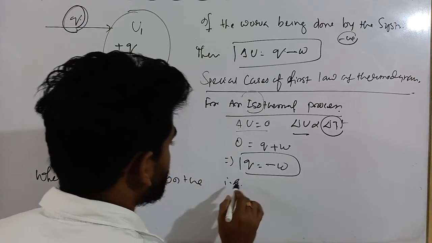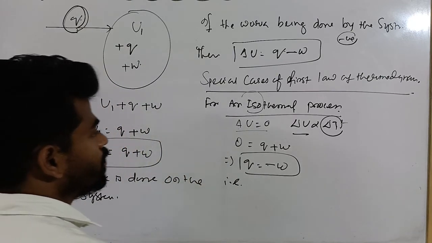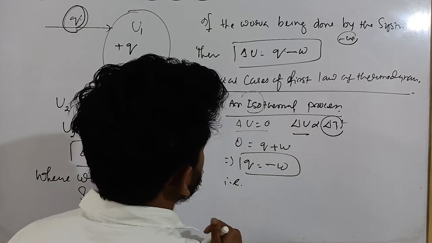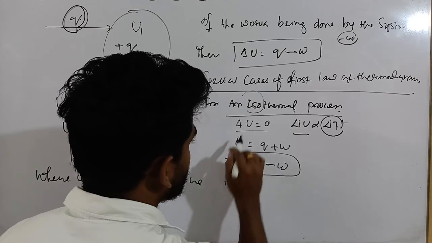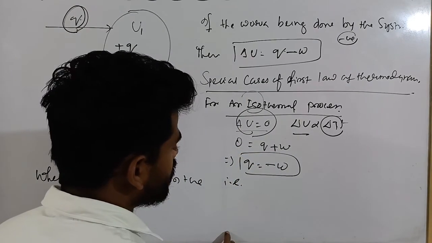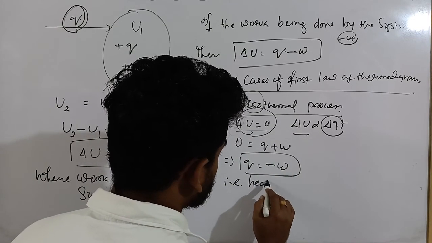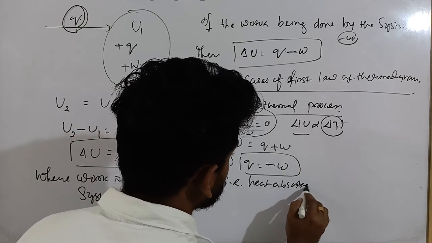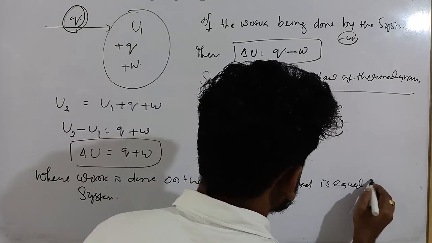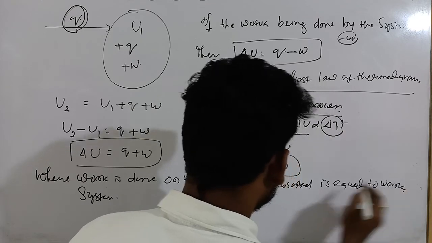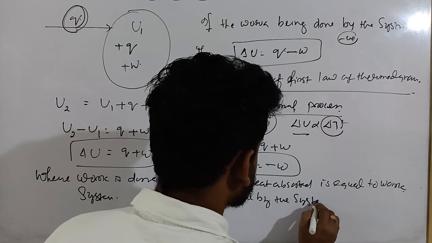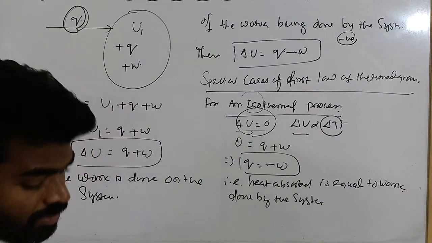That is, if a certain amount of heat is supplied to the system and the system does not change, the value of del u becomes 0, no energy change. So q becomes minus w, that is, heat absorbed is equal to work done by the system.